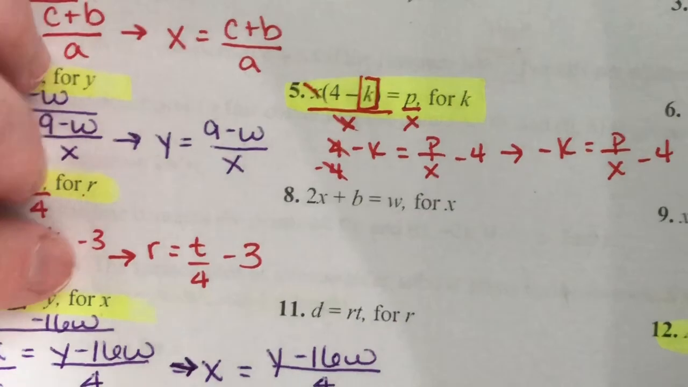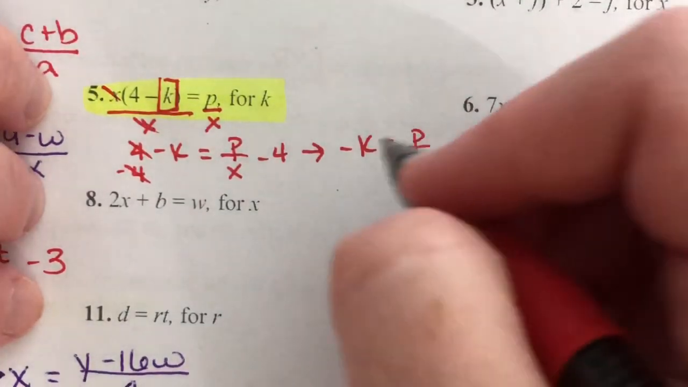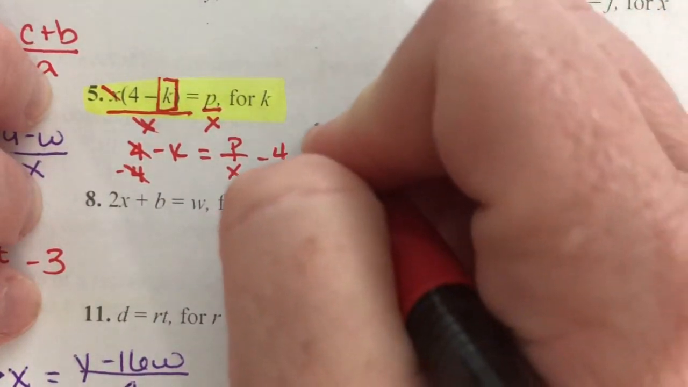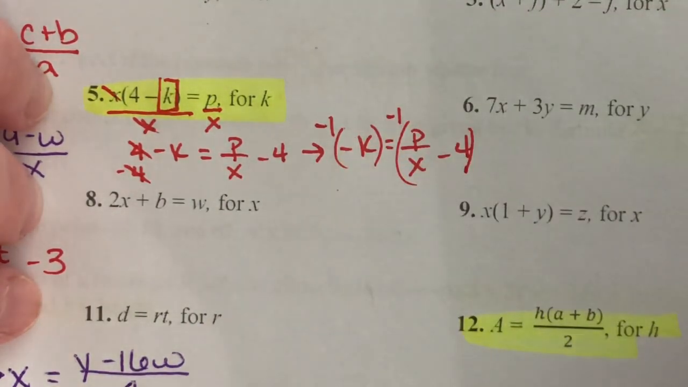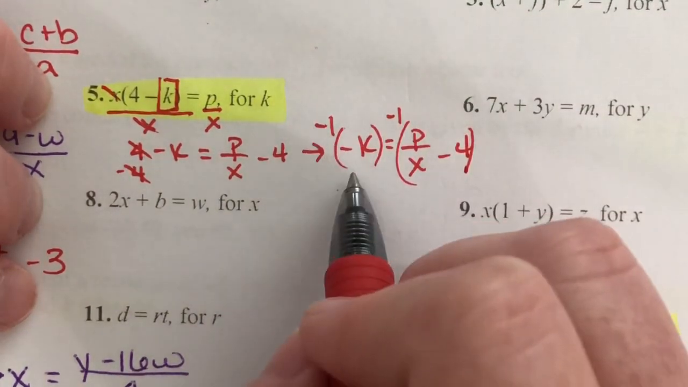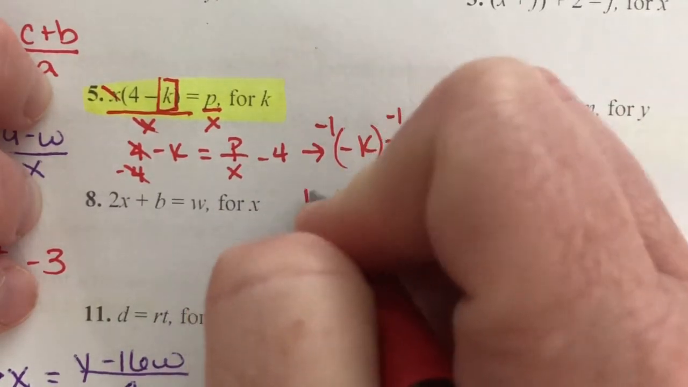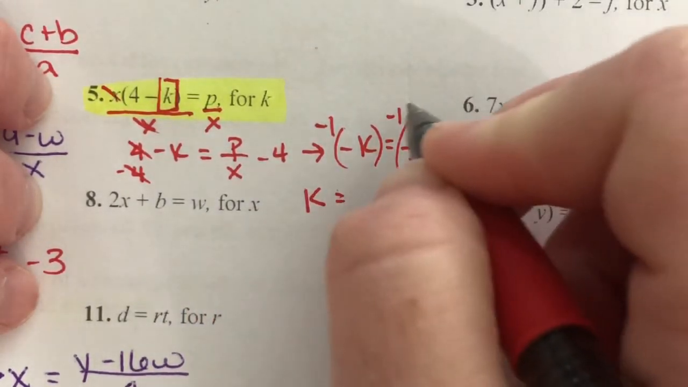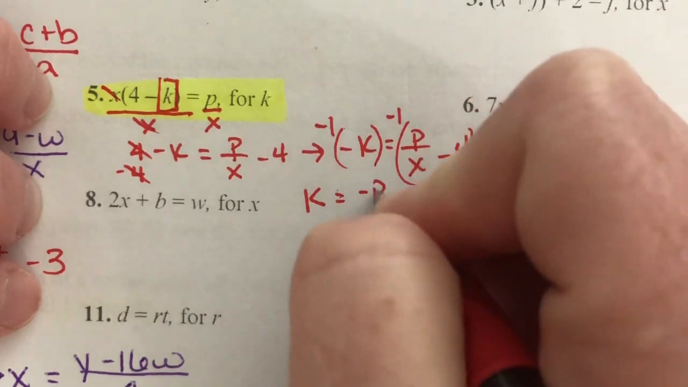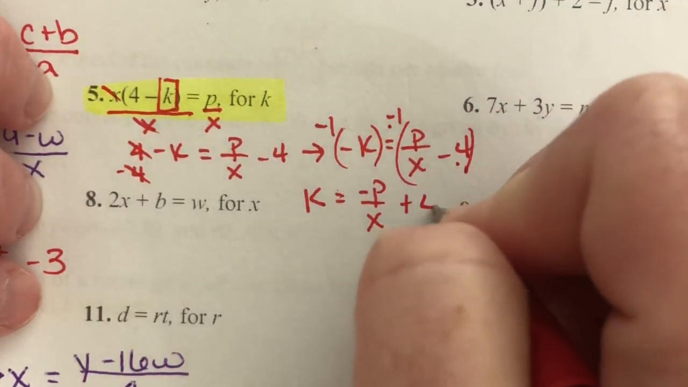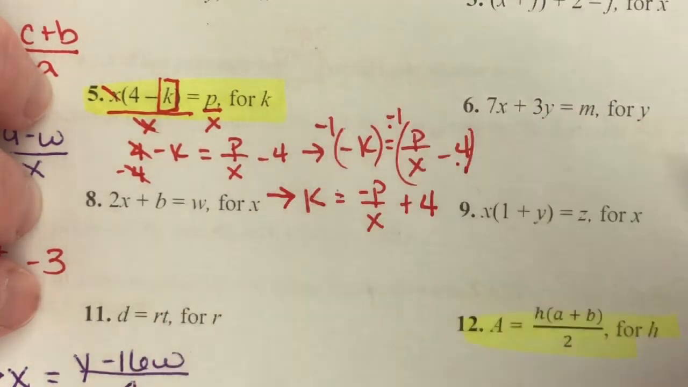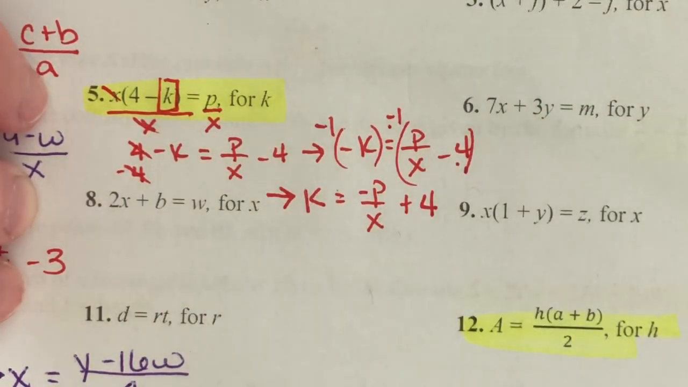And all I'm going to do to change my sign here is multiply both sides of my equation by negative 1. And that's just going to change my sign. Negative 1 times negative k is positive k. Negative 1 times p over x is negative p over x. Negative 1 times negative 4 is positive 4. So that's my answer. K equals negative p over x plus 4.